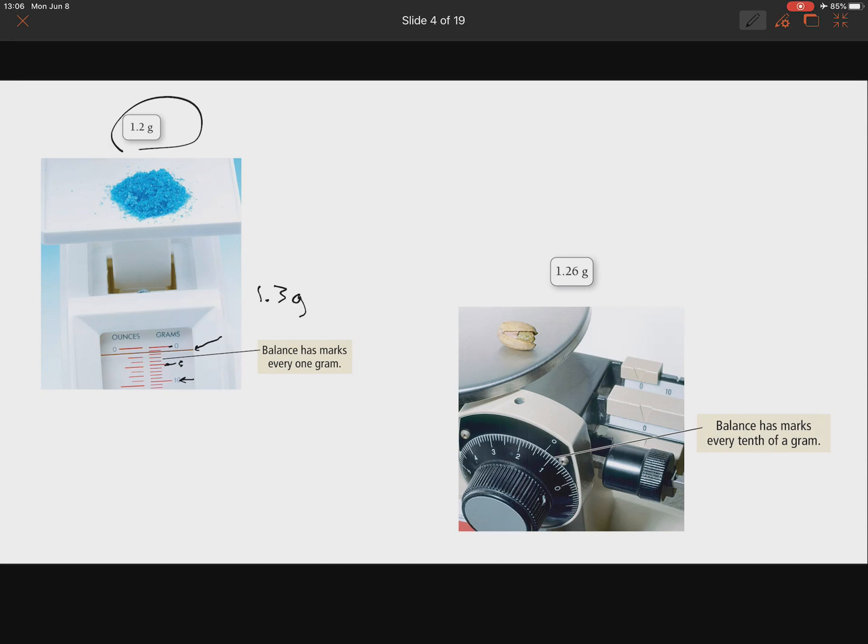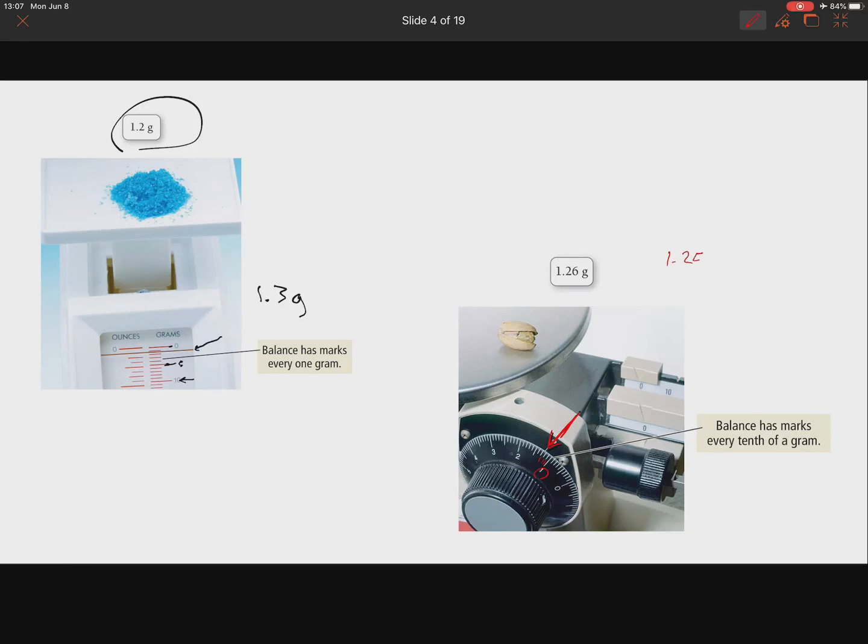Now this next scale here on the right actually has markings for every tenth of a gram. This one on the left had markings for every gram, but not anything in the middle. So this one's a little bit better of a scale. So we can see here's the line we're going for, right here. It's past the 1, it's past the 1.1, the 1.2, but it's in between the 1.2 and the 1.3. So we know that it's 1.2 and then something. So that's where we can estimate.